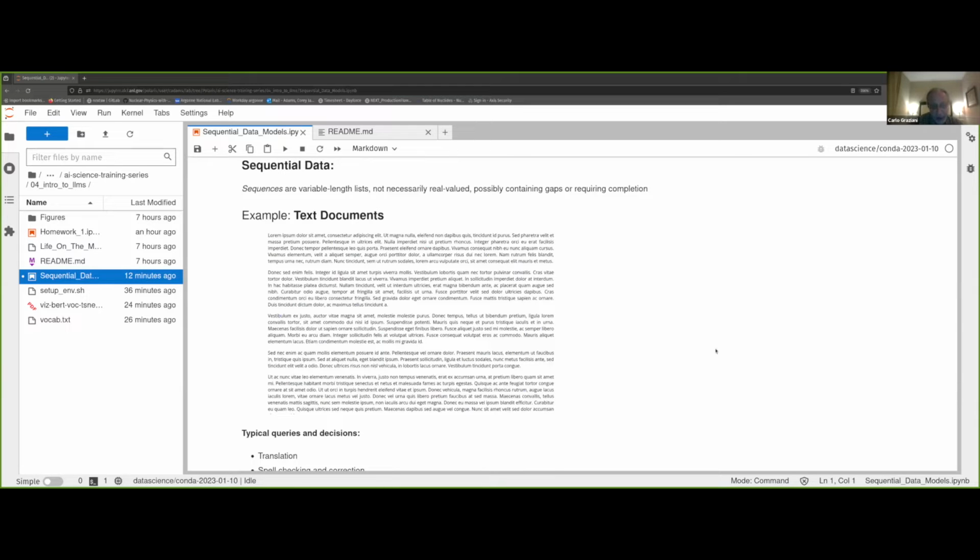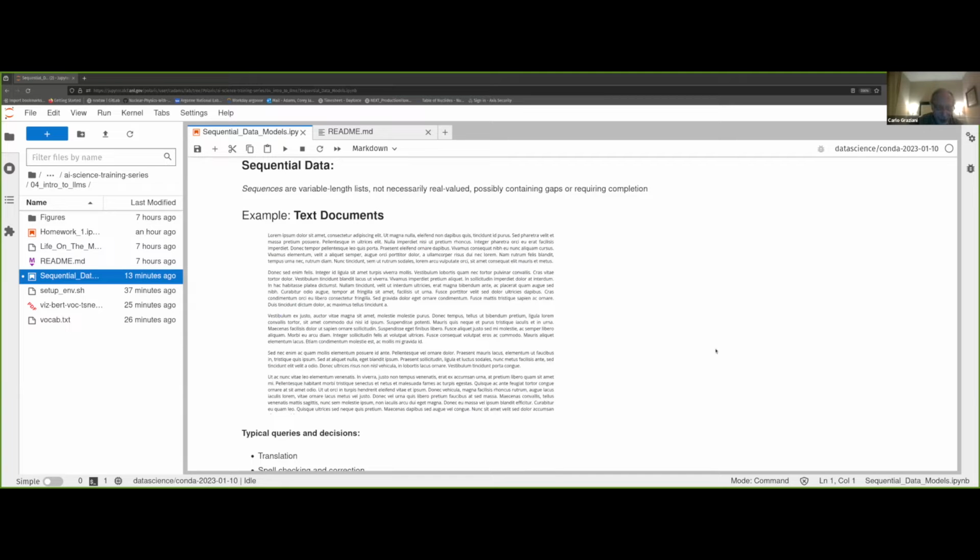The values of the sequences are not necessarily real. They can be real. They could be integers. They could be words. They could be weather states. They could be many other things. And possibly they could contain gaps, or possibly they may require you to complete a sequence. So we just asked GPT-2 to complete those sentences up there. A few examples are things like text documents. This is a sequence of fake Latin, the lorem ipsum. That's just an illustration. Don't bother to read that.